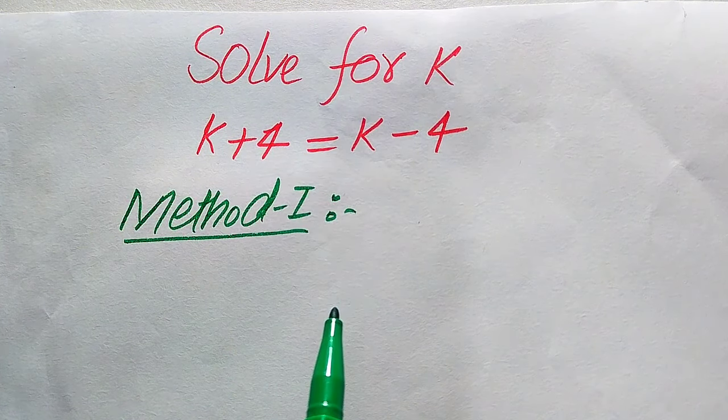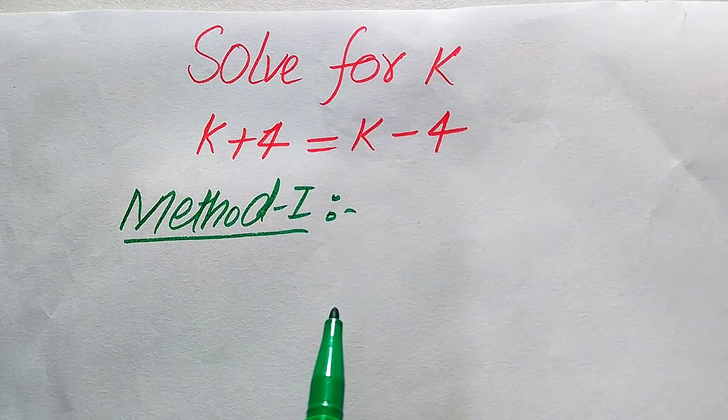Now you see here, if 4 equals minus 4, this means that both sides are not equal. And if both sides are not equal, we conclude that k equals 0 does not satisfy our given question statement. So we call k equals 0 an extraneous root of the given equation.